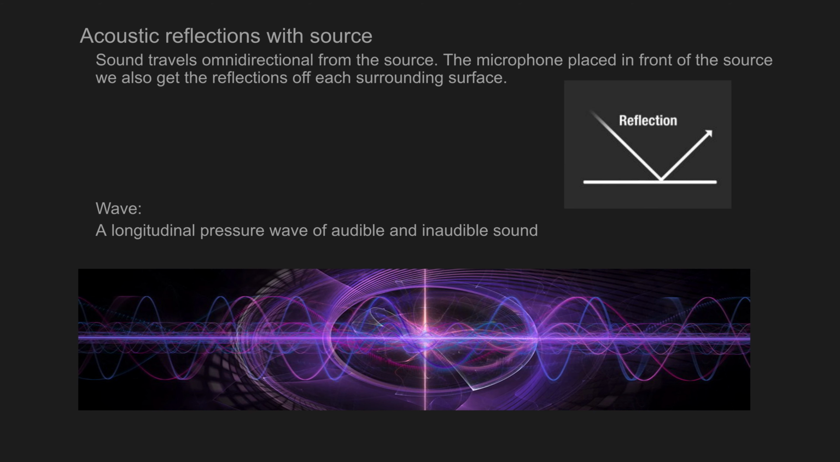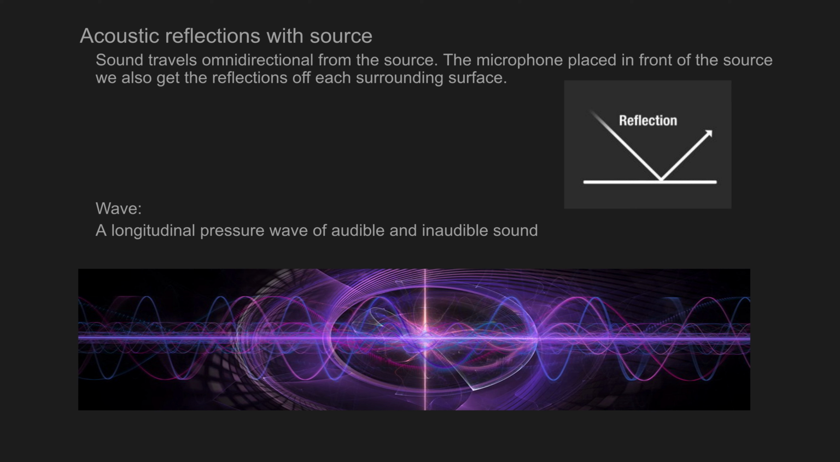Okay, let's go on. Acoustic reflections with source. Sound travels in an omnidirectional pattern. That means from every angle. Omnidirectional means from every angle from the source. The microphone placed in front of the source will also get the reflections off the surrounding surface. This is one of the reasons why in studios you have diffusion and baffles and sound absorption, bass traps, things like that. Because a lot of times we want to minimize those reflections while we're recording.